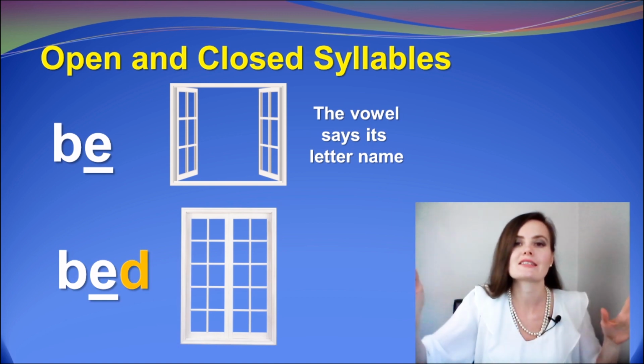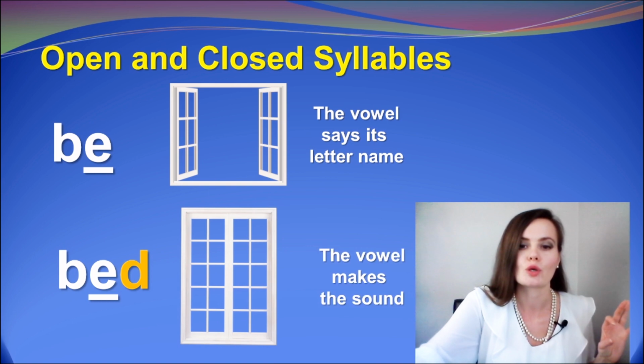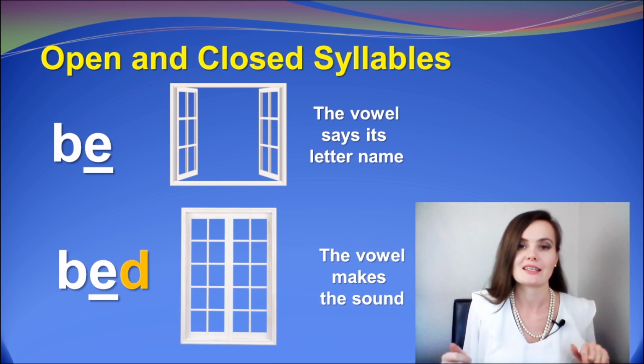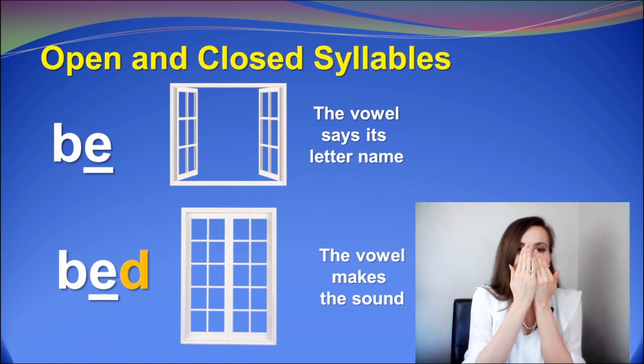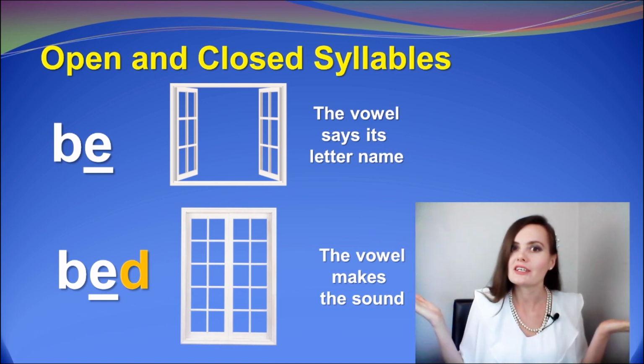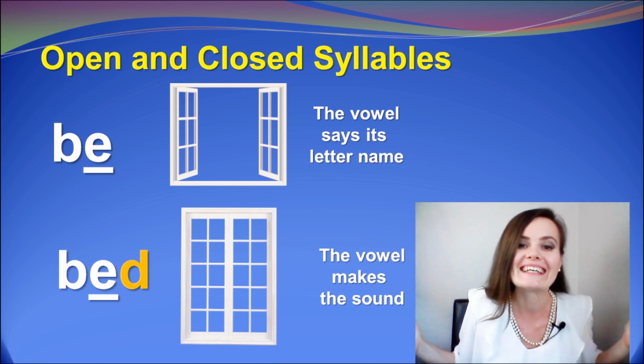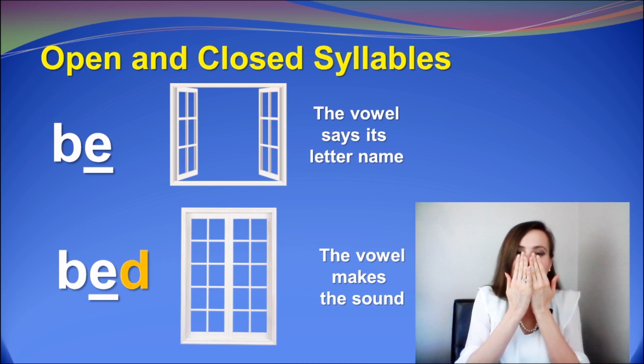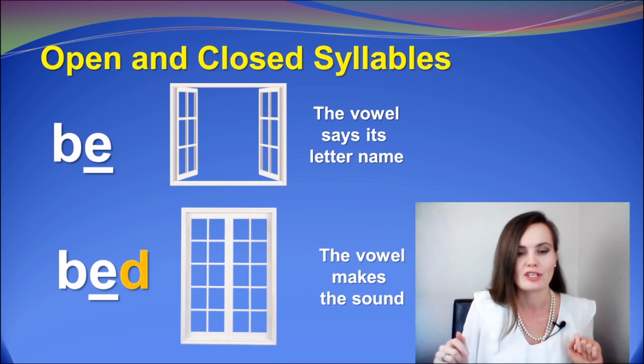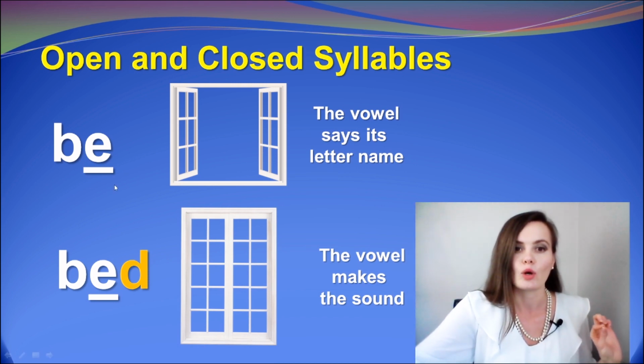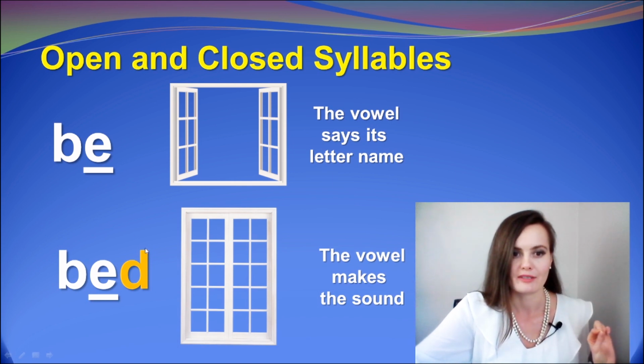But if the vowel is closed, if the window is closed, we can say only bed. We cannot say the letter name. So the vowel makes the sound. So let's close the window and say eh, eh, eh. You see? You cannot say E. You just need to say eh. Just need to make the sound. So this is the difference between open and closed syllables.